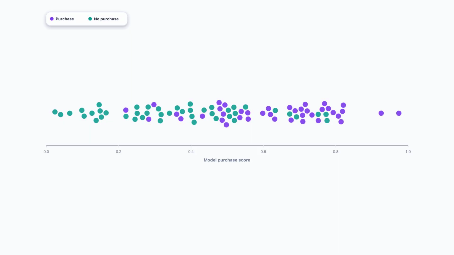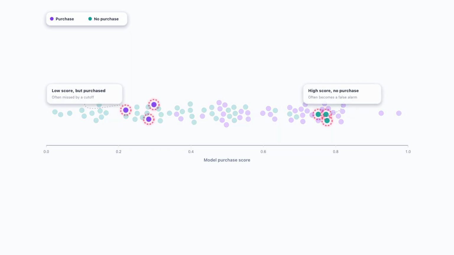If the score were perfect, all the buyers would sit cleanly on the high score side and all the non-buyers on the low score side. Real behavior is noisier. Some people look unlikely and still buy, some look promising and leave. Those mixed regions are where any single cutoff will struggle. The confusion matrix will count the mistakes, but the reason for the mistake starts here, in the overlap.